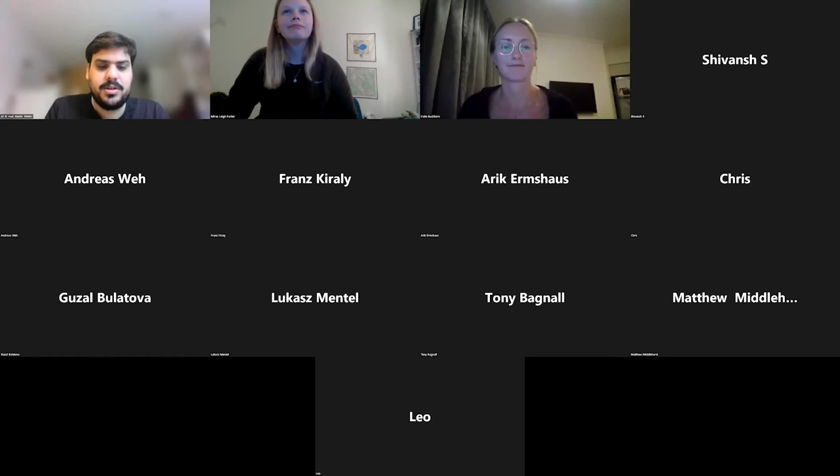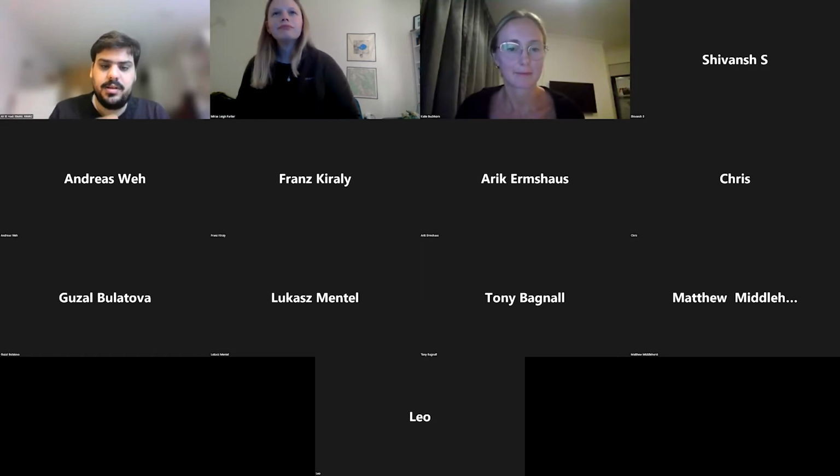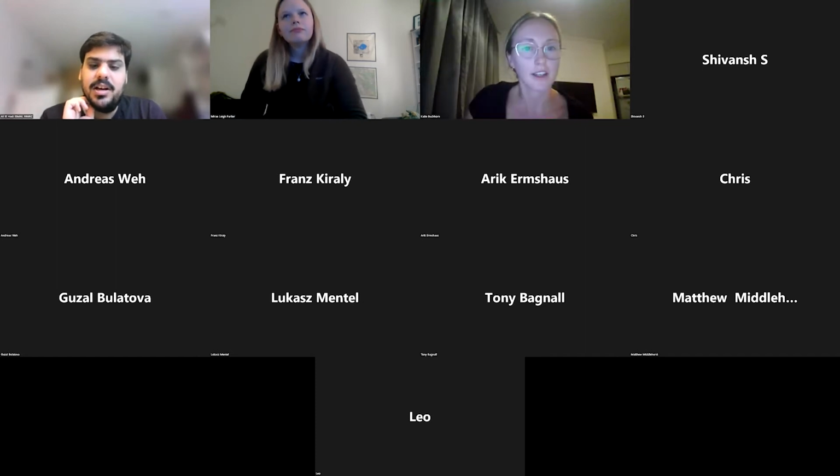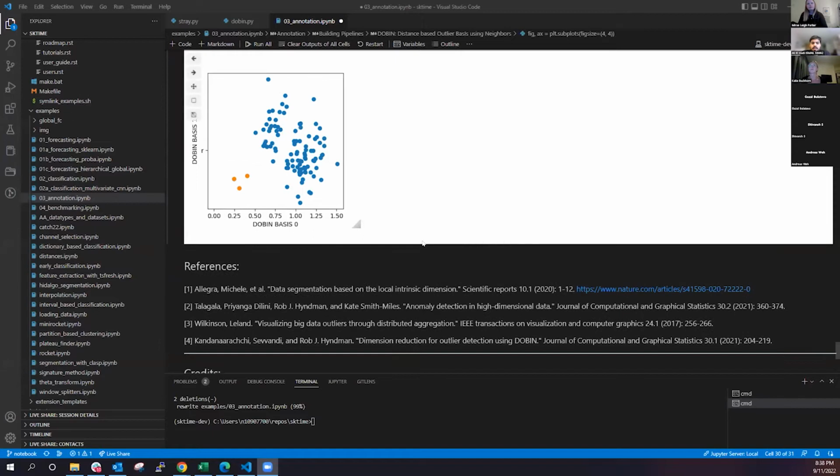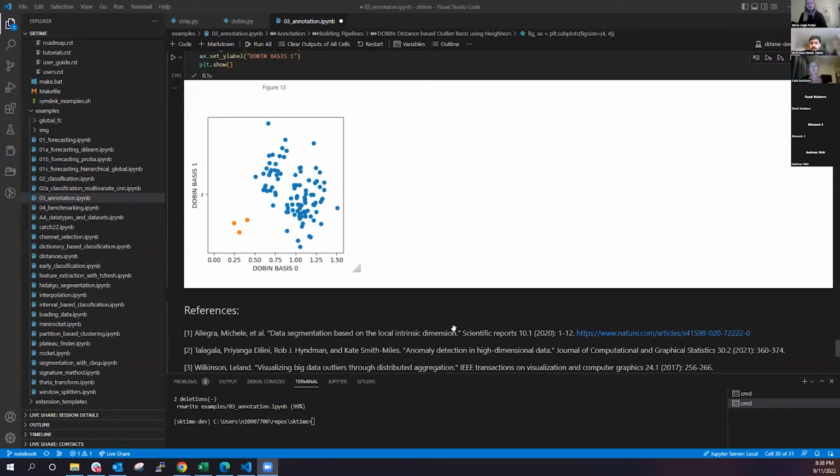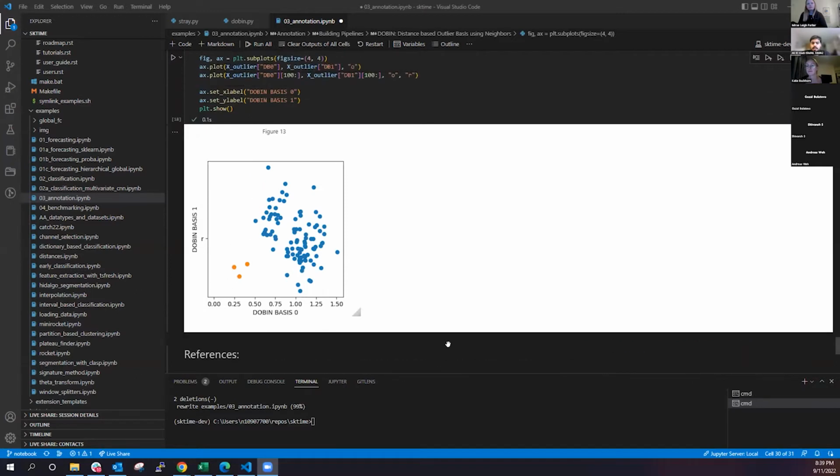Yeah, I have a question actually about the last plot that you showed. Yeah. So do you think you're able to compare PCA to Dobin in this case? So this is like a visual comparison.